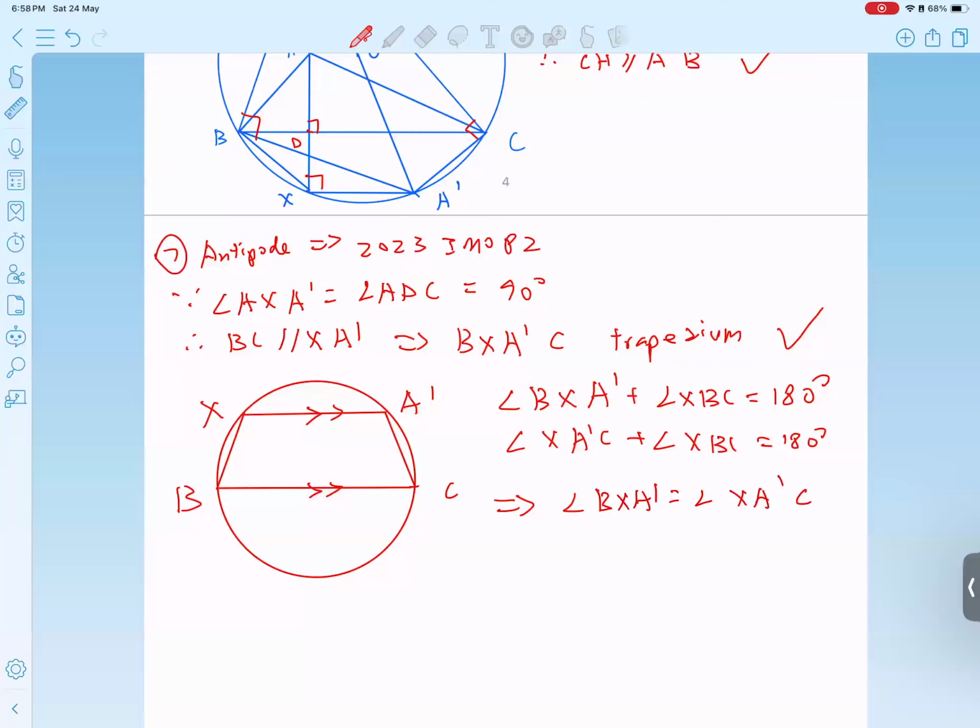So yeah, try to prove the next exercise on your own. It's very similar to this one. So I'll give you a few minutes.